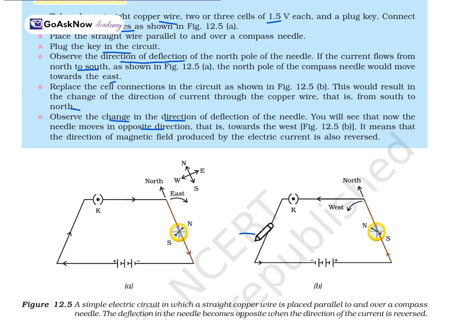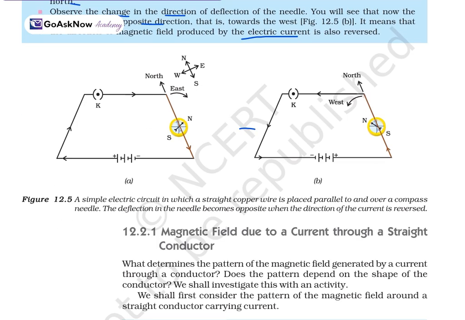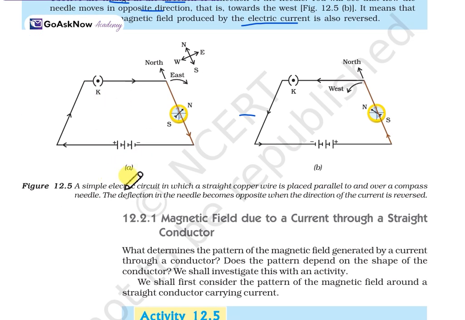Now it means that the direction of the magnetic field produced by the electric current is also reversed. So in this diagram, a simple electric circuit with a straight copper wire is placed parallel to the compass needle, and the deflection of the needle becomes opposite when the direction of the current is reversed.